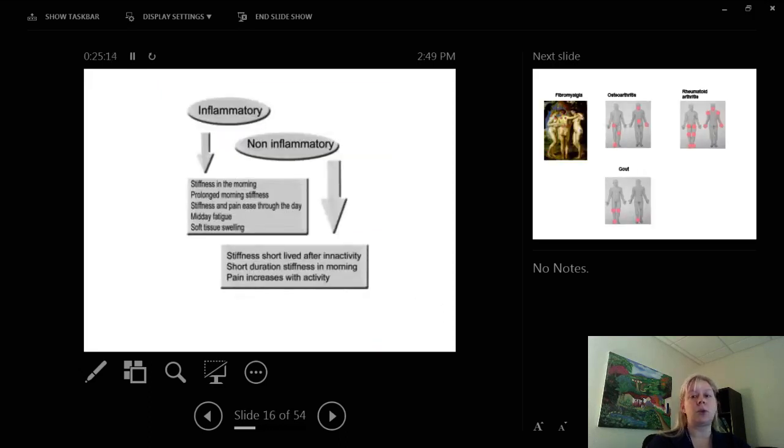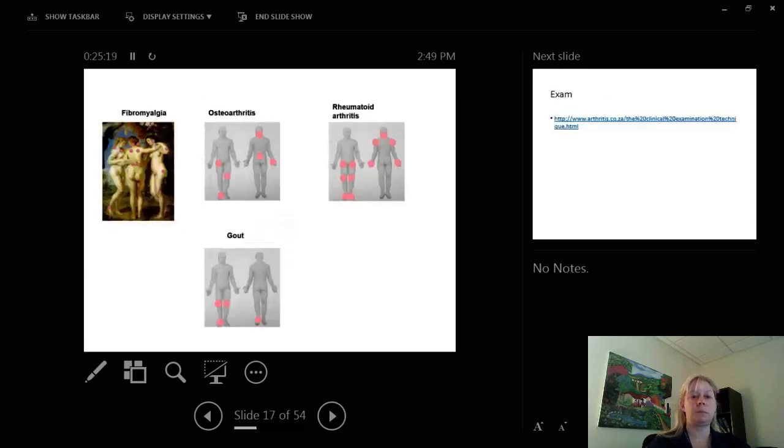This is just another slide to give you an example of what's inflammatory versus non-inflammatory. And don't ask me about that first slide, but that's the one that came on the specific link I'm going to send you. So anyways, fibromyalgia. There are specific points, and when I talk about fibromyalgia, I'll go into more specific details about that. But there are 18 tender points in fibromyalgia. Osteoarthritis, there are the main points versus rheumatoid versus gout.